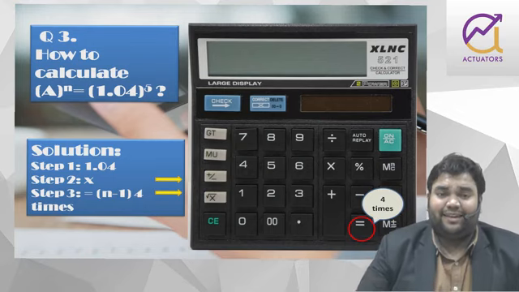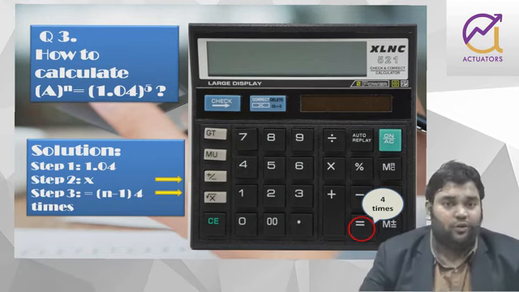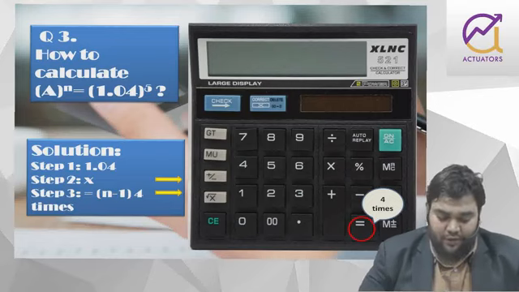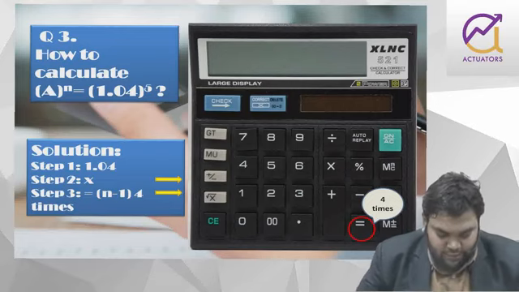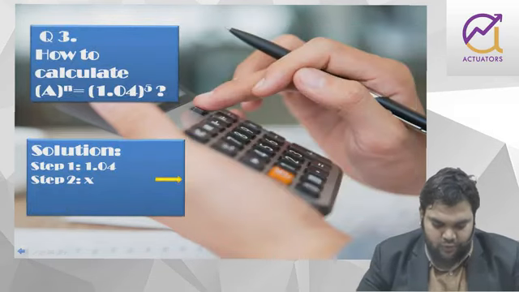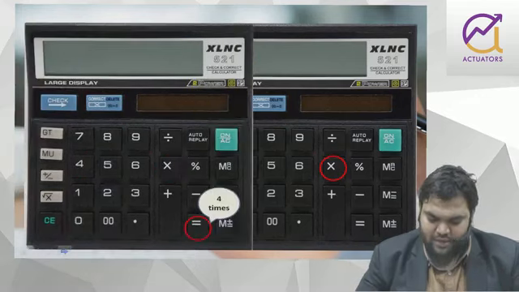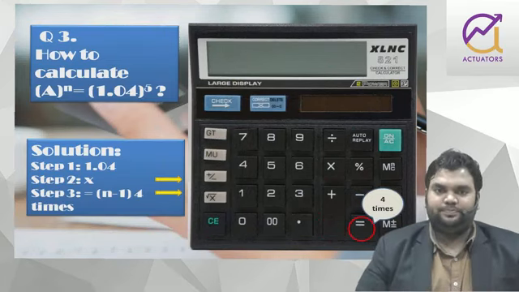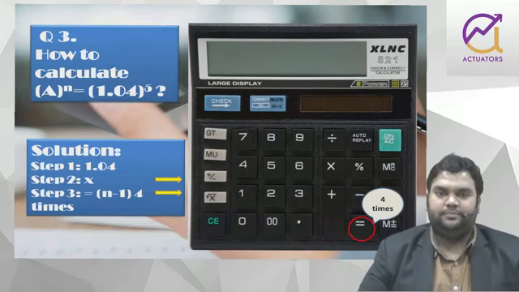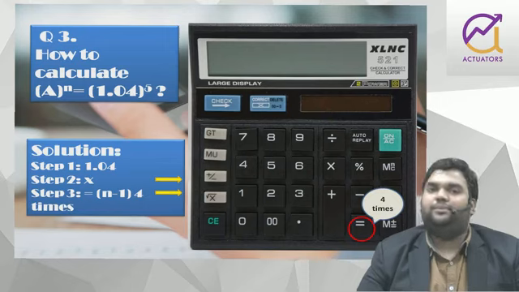I have seen that when I taught this to my students, they pressed equals to and then into 4. Wrong. If you want to watch it once again, I'm telling you, you have to type the number 1.04 and then into and then equals to 4 times. You will get the answer. Clear? 1.04 into equals to 4 times.